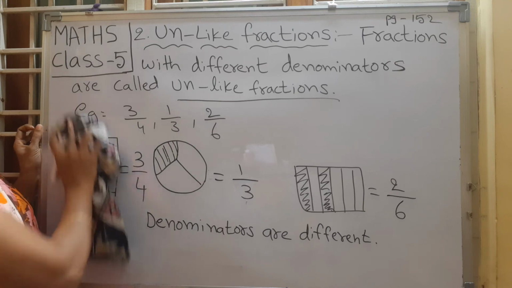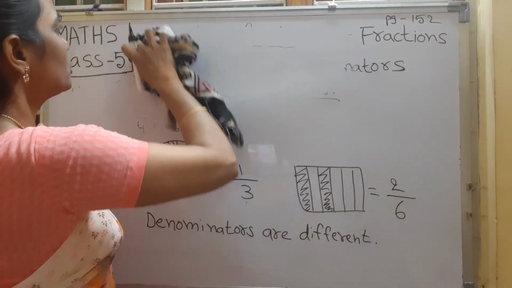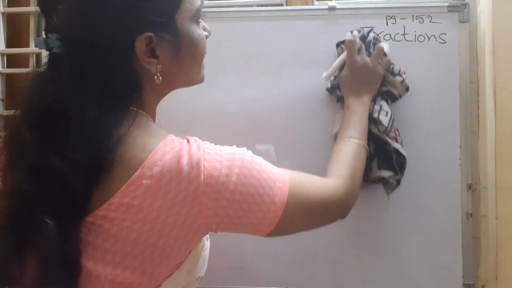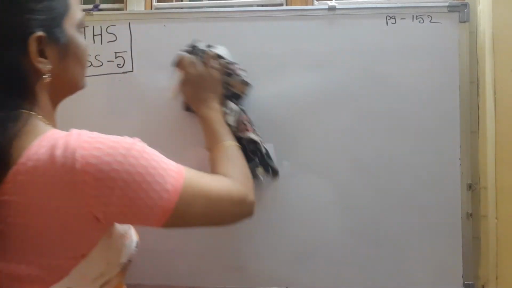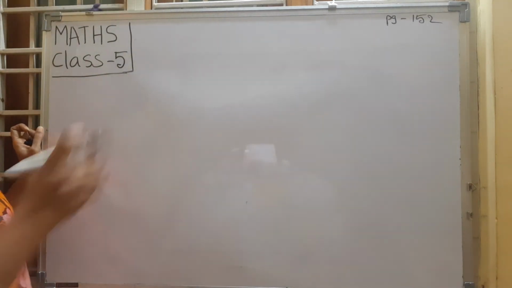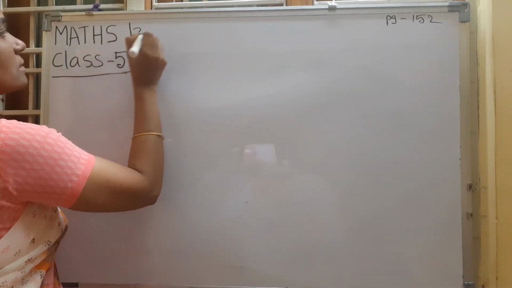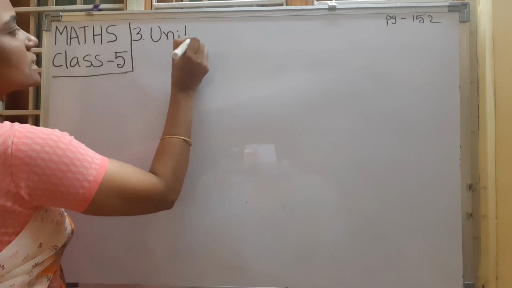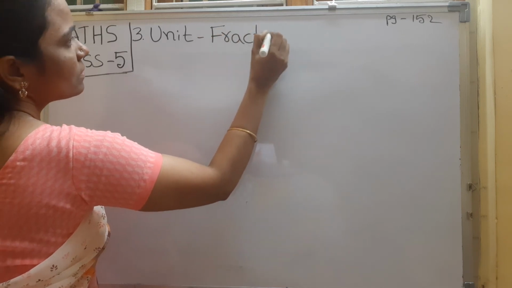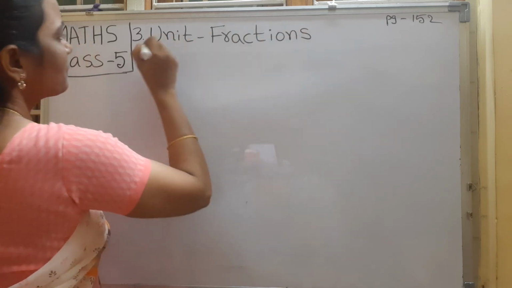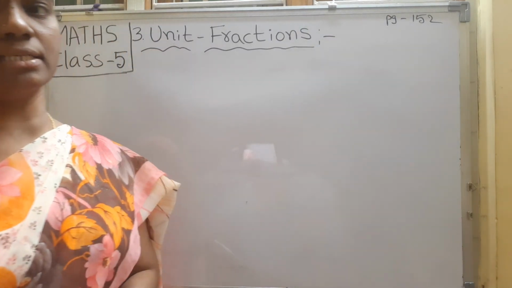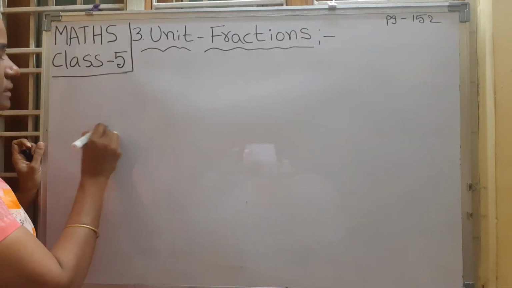Yes. Next, the third one is unit fraction. What are unit fractions? Next, third type is unit fractions. What are unit fractions? First take the examples, children.